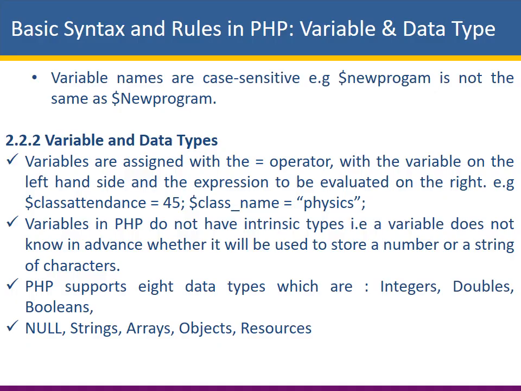We have the integers, doubles or floats, and the booleans, that is true or false. We have the null, which represents a variable with no value, and we have the string data type, the array, the object, and the resources.